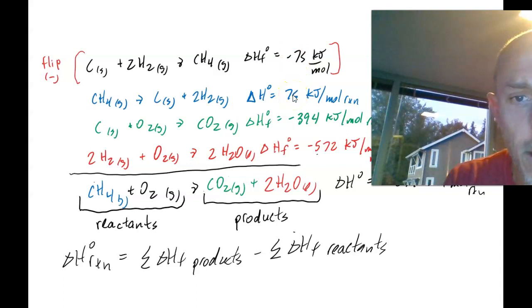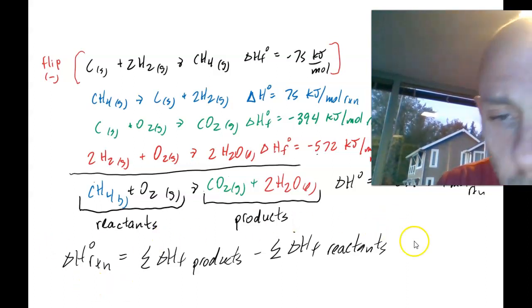Now, oxygen is omitted from this because elements that are in their standard states already, and oxygen is in its standard state already, it's O2 and it's a gas, have heats of formation of 0 because they're already in their standard state. It doesn't take any energy to form them.